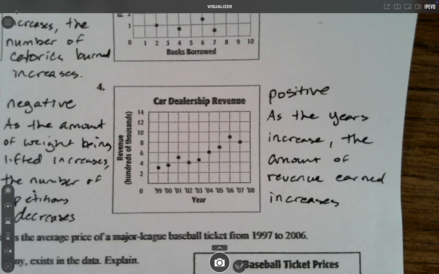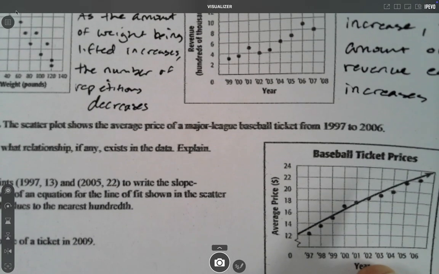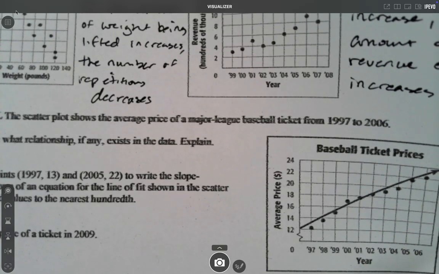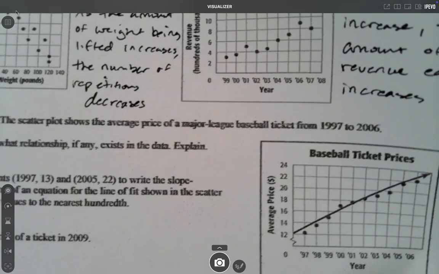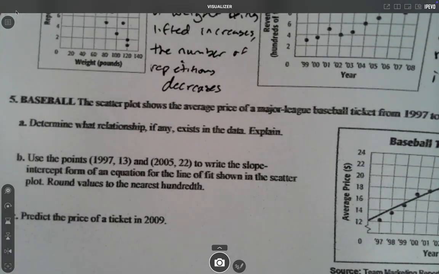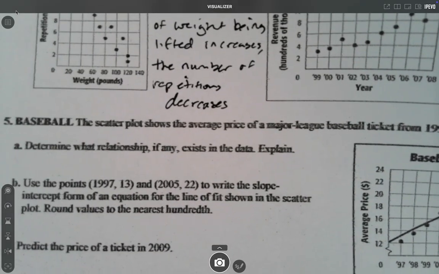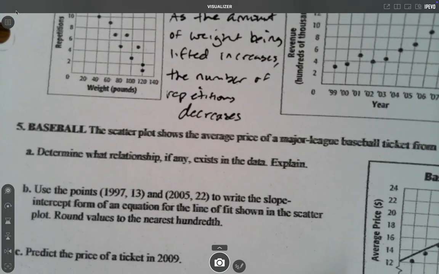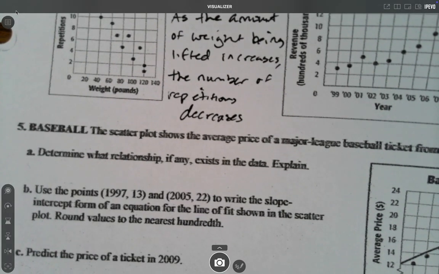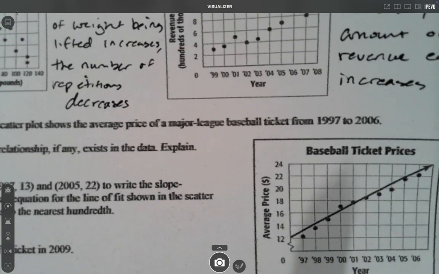Okay, let's do one more with this, talking about baseball tickets. So this scatter plot right here shows the average price of a Major League Baseball ticket from 1997 to 2006. Determine what relationship, if any. Sorry if it seems a little fuzzy, it's actually not the camera, as you can tell from my handwriting. The copy just isn't quite as crisp as I would have hoped. But anyway, the scatter plot shows the average price of a Major League Baseball ticket from 1997 to 2006.